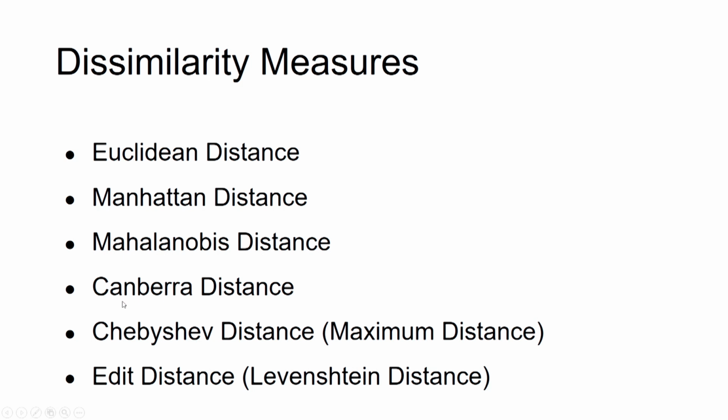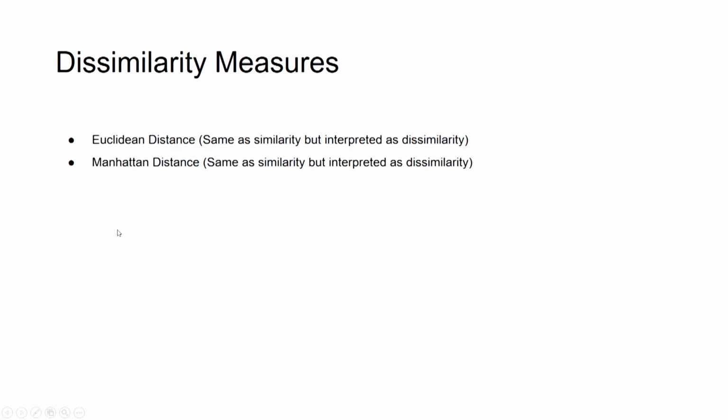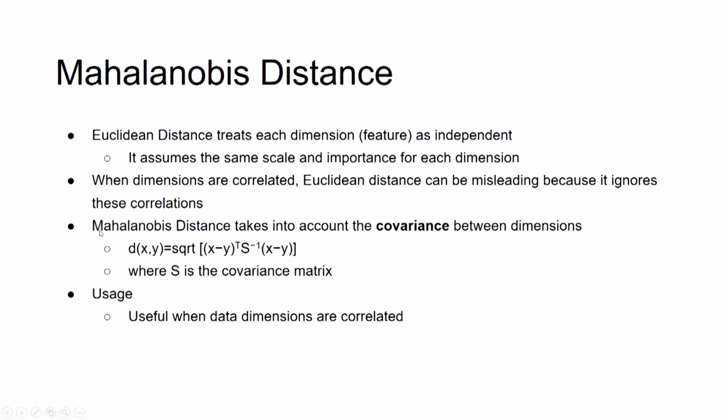Now we will see a few more dissimilarity measures: Mahalanobis distance, Canberra distance, Chebyshev distance, that is also called the maximum distance, and edit distance, that is Levenshtein distance. Let us see these distances one by one. Euclidean distance and Manhattan distance we have already seen. These two distances can be used as a similarity or dissimilarity metric. Depending on the context we can interpret these, but the metric is the same.